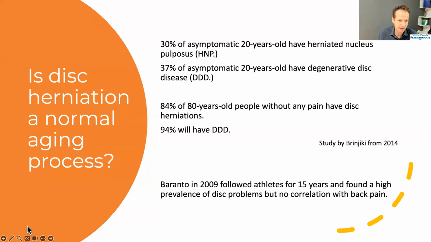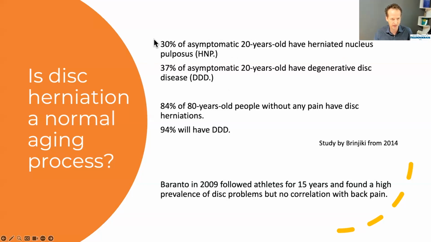Here are interesting studies questioning whether disc herniations are part of a normal aging process. With 20-year-olds who never had back pain, 30% will have herniation of nucleus pulposus, meaning the herniation of discs. 37% of 20-year-olds with no pain will show signs of degenerative disc disease. So this is huge, right? People with no pain, could be athletic, and there is quite a bit of chance that they have herniations of discs.